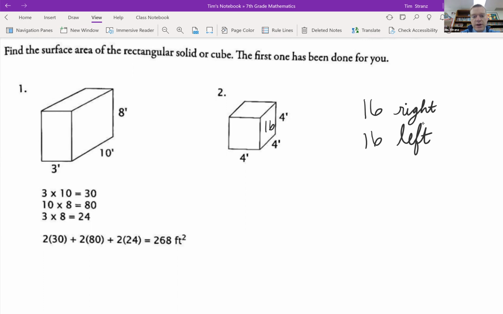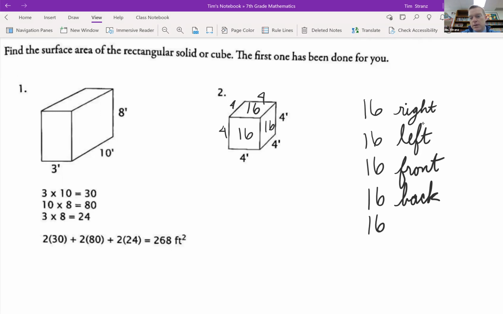Let's look at the front side right here. This is 4, so we know that this has to be 4. So this front face also has to be 16, which means the back also has to be 16. Last, we have the ceiling and the floor. All these measurements have to be the same. So on the ceiling, you're going to have 16 on the top, and then on the bottom, you're going to have 16.